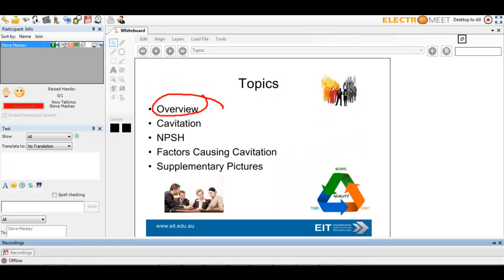Briefly, I just want to talk about the overview, cavitation, net positive suction head. This is a key factor of a pump, and then some of the factors causing cavitation, and then just a few supplementary pictures. Because we want to try and keep this presentation as short as possible, we won't go through all the slides. But you will have all the slides given to you in a PDF format, so you can review them later at your leisure.